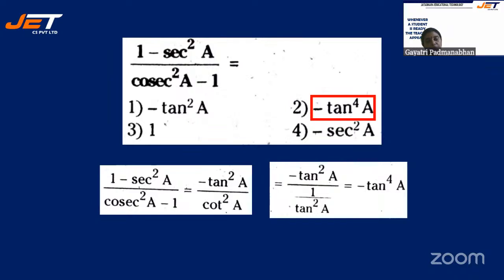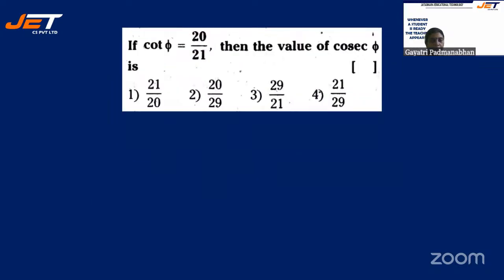So when we substitute, right? So minus of tan square theta by 1 by tan square theta. What is that, 1 by tan square theta? It's nothing but cot square theta. 1 by tan is cot or 1 by cot is tan, which is equal to minus of tan power 4 theta. All right. See the next question.